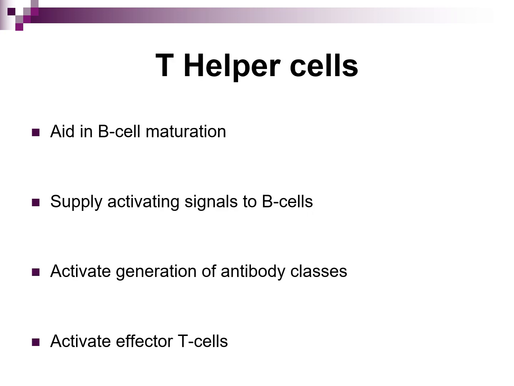The T helper cells are part of the CD4 subset. They aid in B cell maturation in the bone marrow, and this is overseen by B cell growth factor. They supply activating signals to B cells. They activate the generation of antibody classes, and this is overseen by B cell differentiation factor. And they also activate effector T cells, or those T cytotoxic cells. T helper cells are essential in B cell antibody class switching.